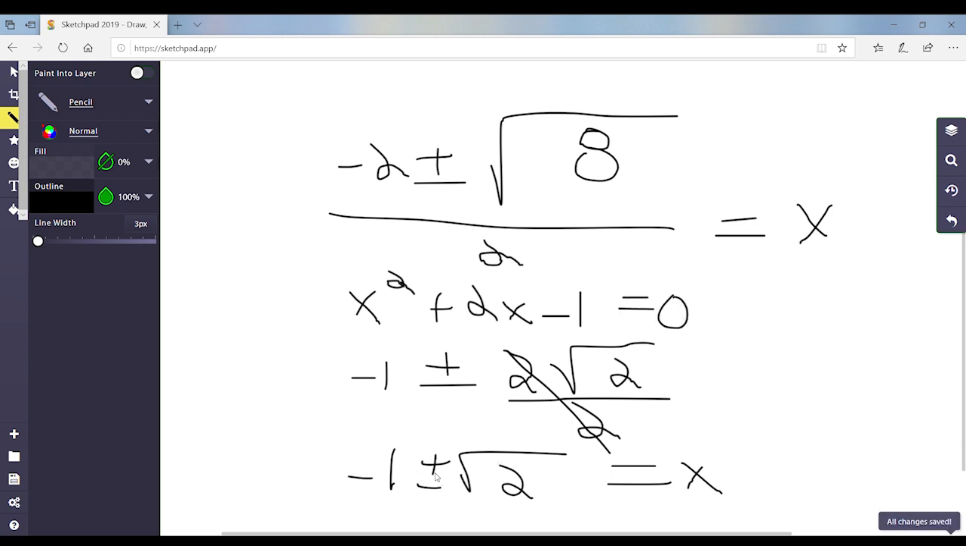So why is it plus and minus? Well, that just means that it can be plus or minus. So that means that x can either equal minus 1 plus the square root of 2, or minus 1 subtract the square root of 2. So x can equal two different numbers. That's why there's a plus and a minus. So it can be two different values, and that's how the quadratic formula works.